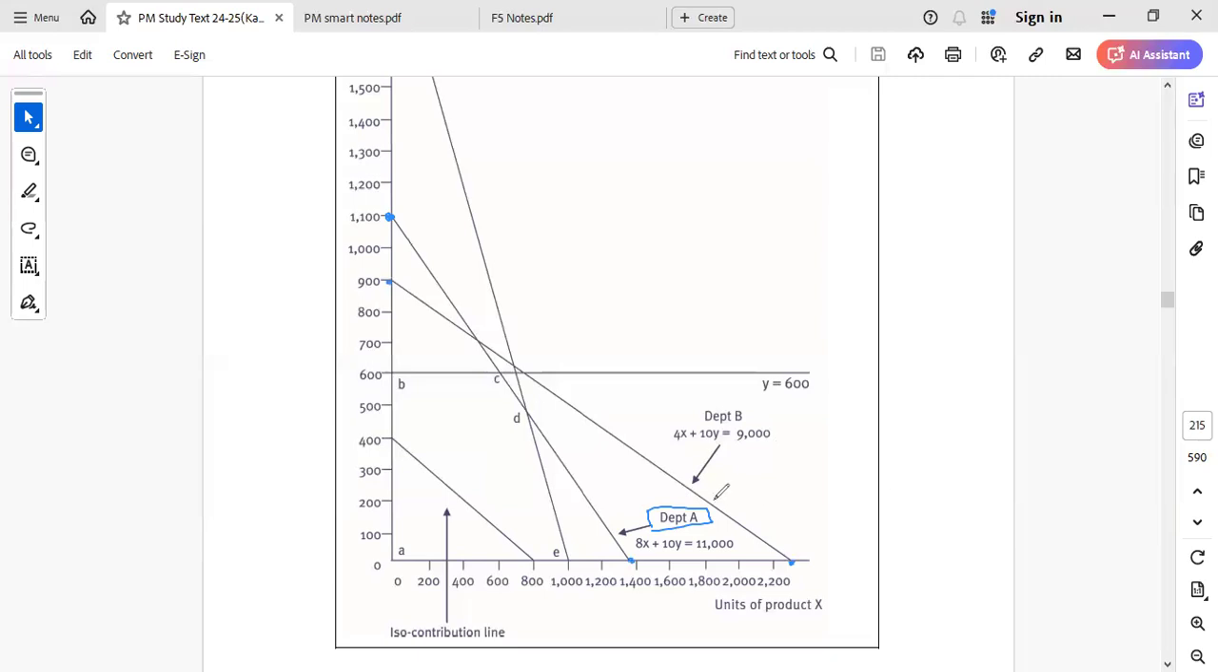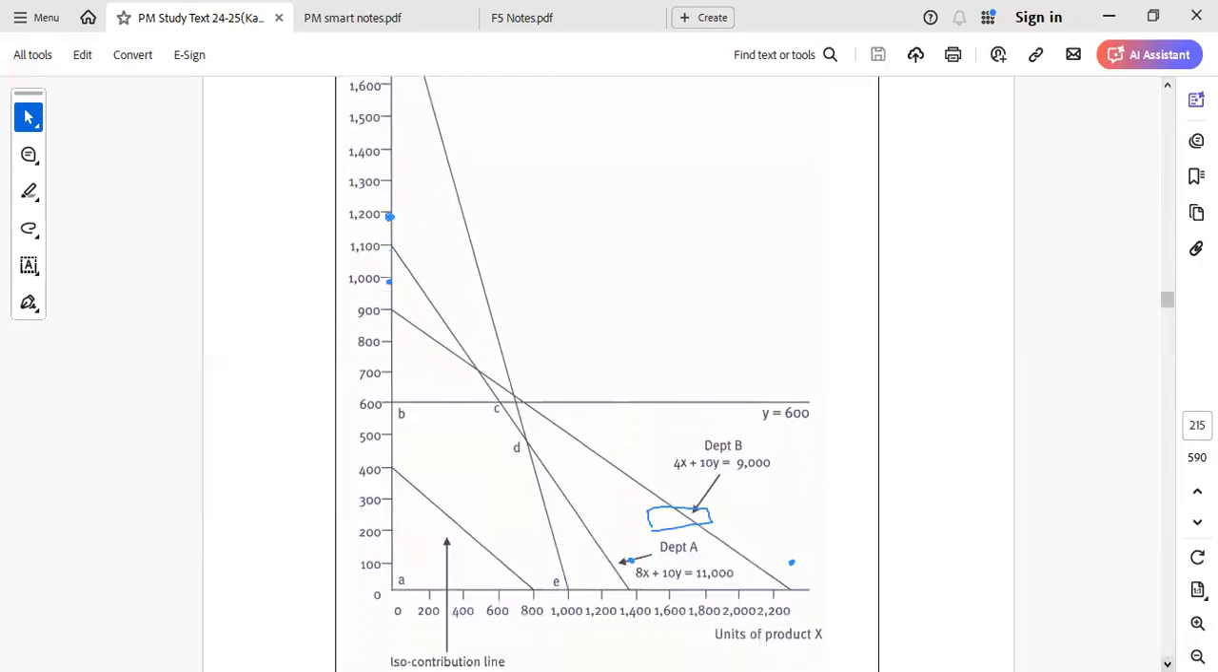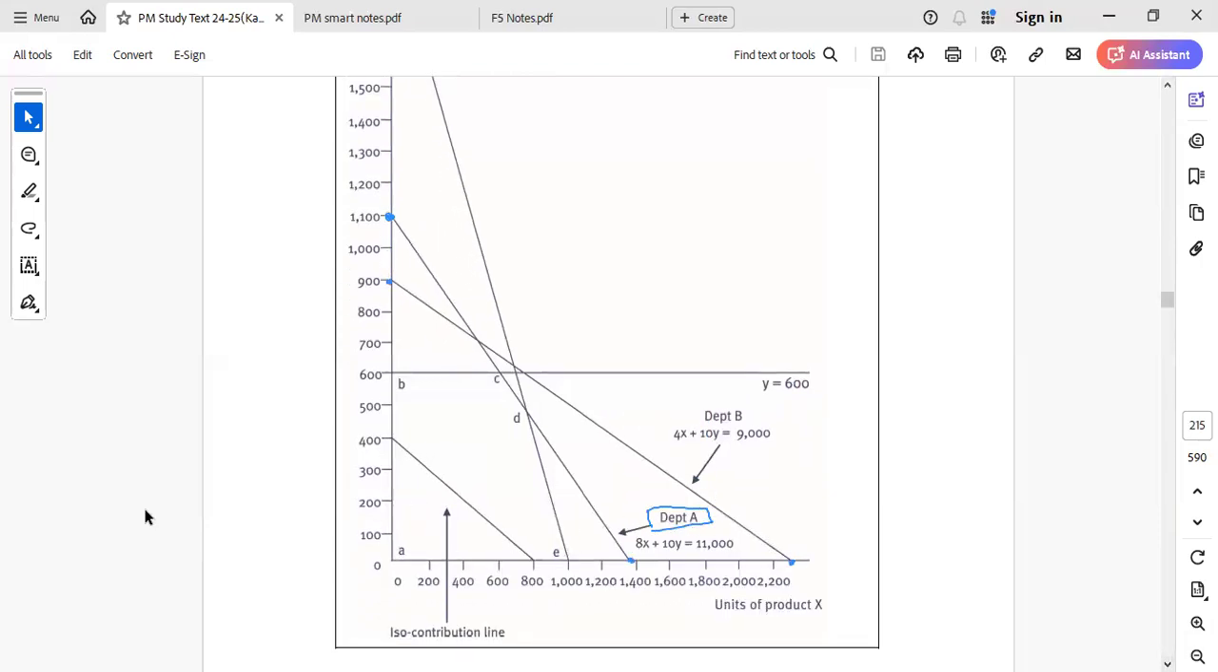Then the same is drawn for the department C equation. This is your department C, because in department C the units are 2000. This is the 2000 point, and then your 1000. This is your point. This is your department C equation, that is 12x plus 6y is equal to 12,000. Okay, this is my equation. And this is the demand function, y is equal to 600.